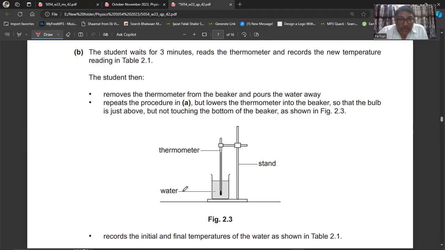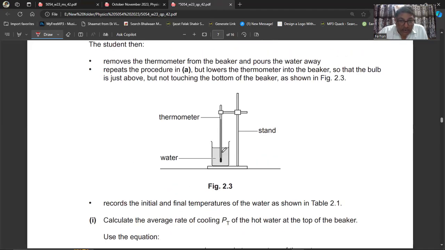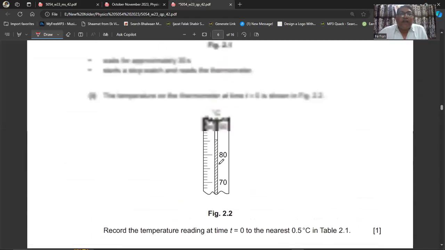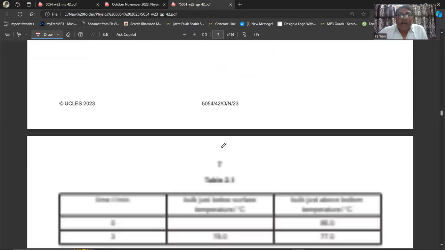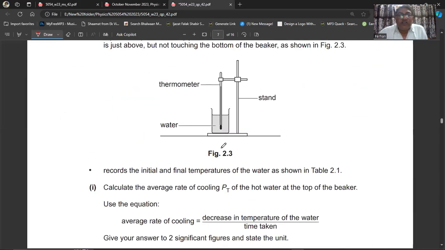Now, the bulb of the thermometer has gone to the lower layers of the water in the beaker. If you compare, it was in the upper layers of the water, but now the bulb of the thermometer is near the bottom of the beaker. Record the initial temperature and final temperature of the water as shown in Table 2.1.